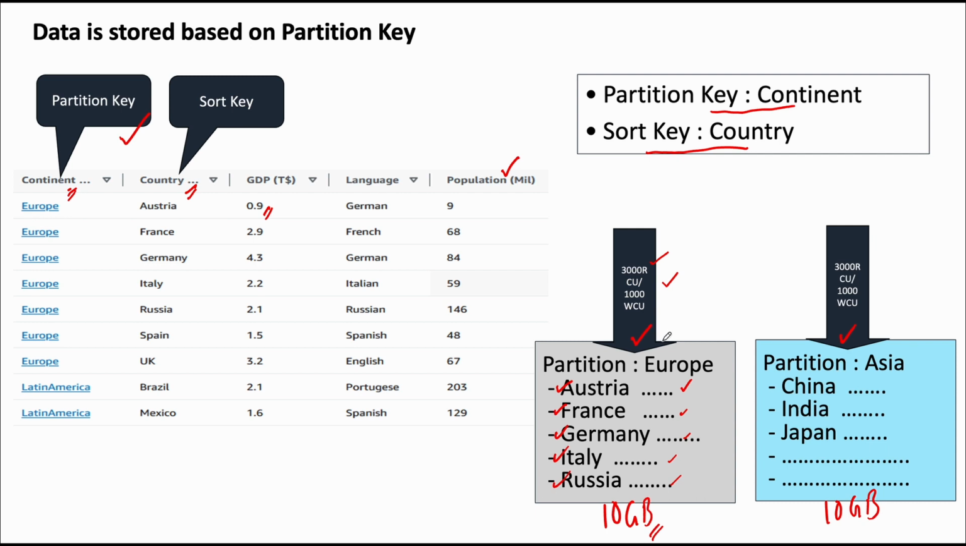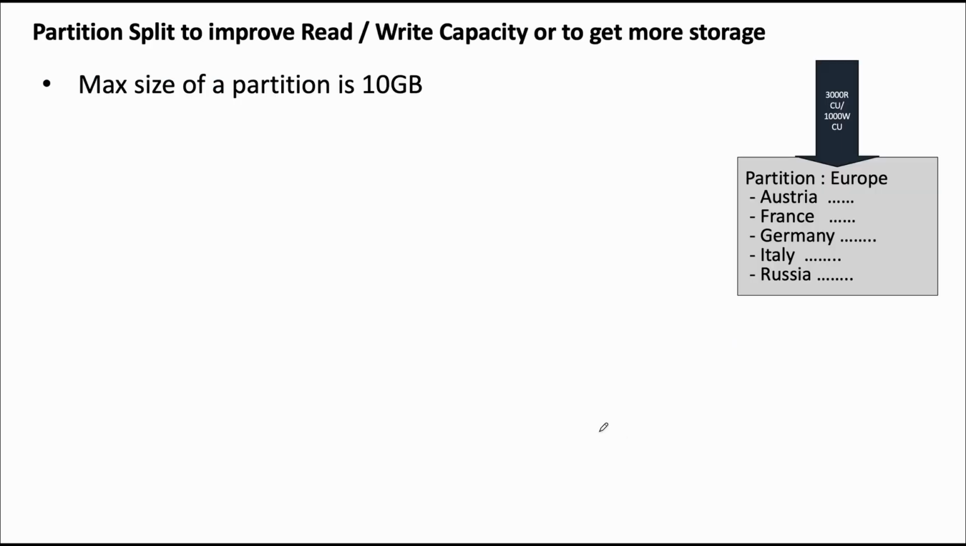So there can be cases where your application requires more than 3000 RCU or more than 1000 WCU. In such cases, how does DynamoDB provide that increase in speed? That's what we are going to see next. So we already discussed that the maximum size of the partition is 10 GB. Whatever partition you see here, the maximum capacity is 10 GB.